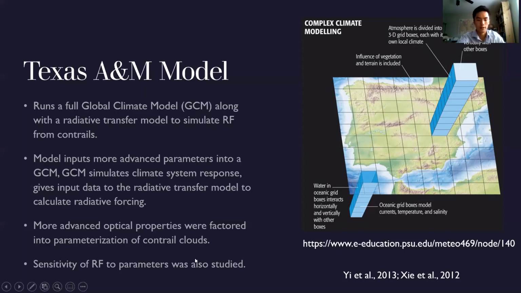The sensitivity of RF to these parameters is also studied by running the model many times while varying these parameters and seeing how the RF value responds. So essentially, to conclude this model, it inputs more advanced parameters into a GCM, parameters about scattering, absorption, and polarizing properties of contrail clouds. The GCM simulates a climate system response, which gives the input data, such as distribution of clouds and other chemical species from contrails, into the radiative transfer model to calculate forcing.